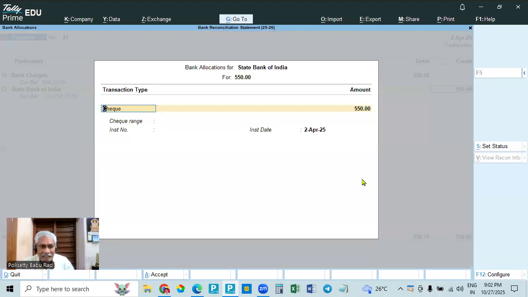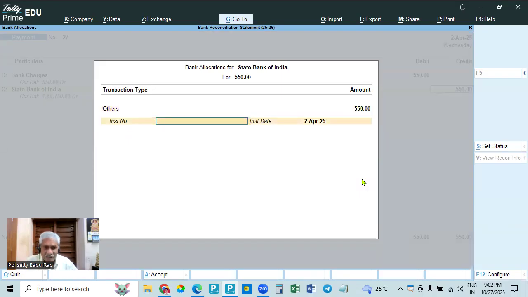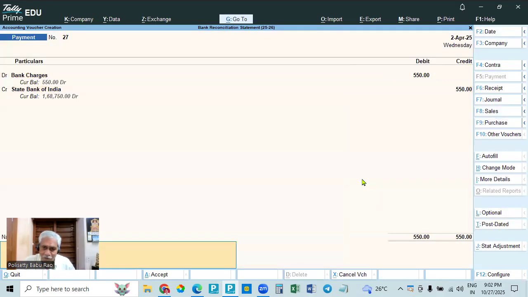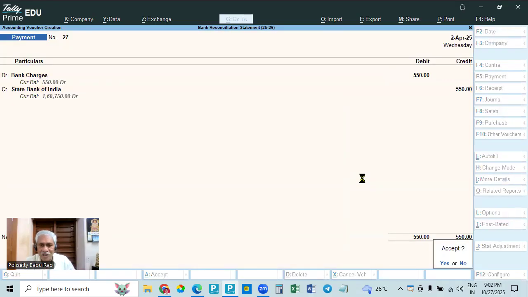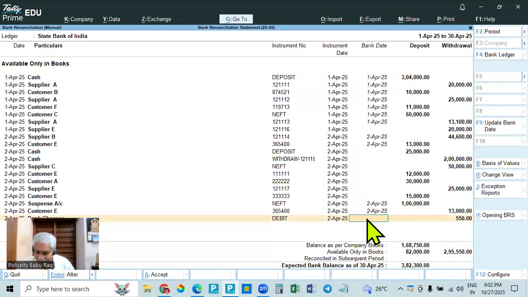State Bank of India. Here it is not check, it is another transaction, not check or cash. It is just debited by the bank. Okay, so this is over. Then come back again. See, 250, this is also made the entry. So this is there in the bank and we made the entry in the book. It will be in both the books. Let's say they don't accept this. Accept means all these will disappear, only others will appear.